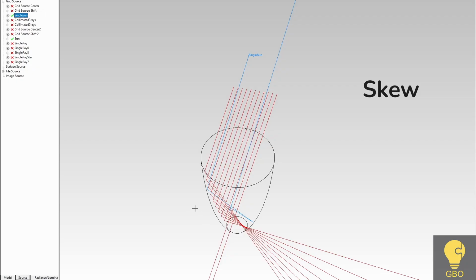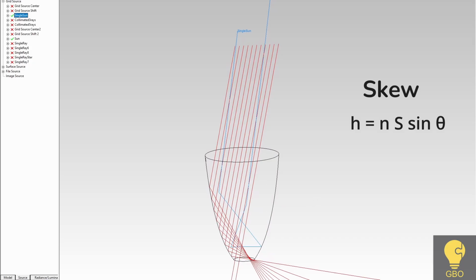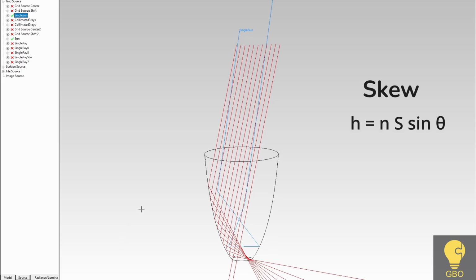So what is this skew quantity? It tells us how tilted a ray is with respect to the axis of the system. We call it h, and we compute it as the product of three terms: the refractive index of the medium the ray is traveling in, multiplied by s, multiplied by the sine of theta. Theta is the angle between the ray and the optical axis, while s is the minimum distance between the ray and the optical axis. Not the distance at a given point, but the smallest distance the ray reaches along its path.